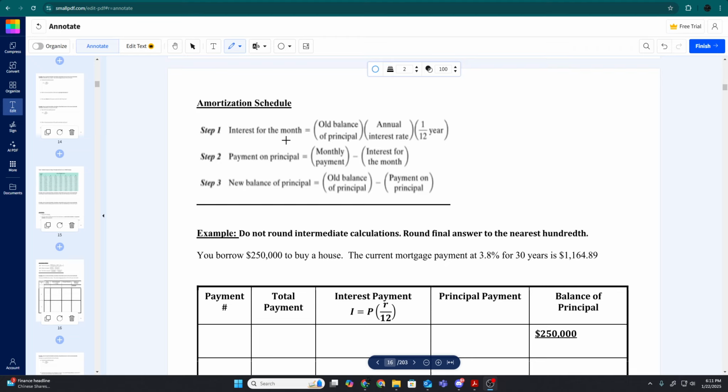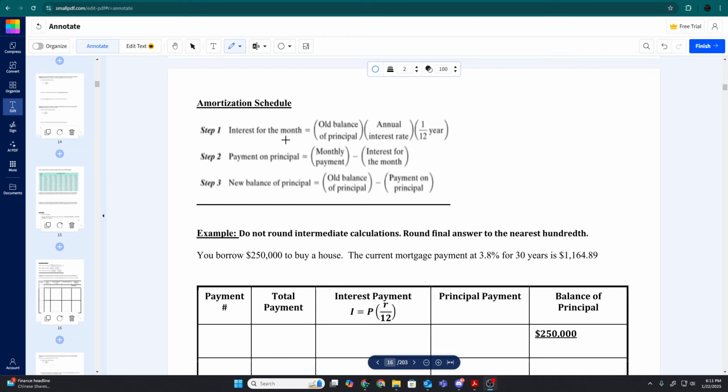So pretty much here's how it works. For the interest for that month, you take your previous balance, you multiply it by the interest rate, and you divide by 12 because we're doing 12 payments in a year, right? So that's going to dictate what that interest should be.